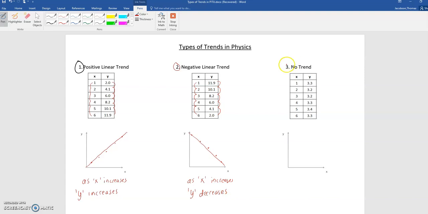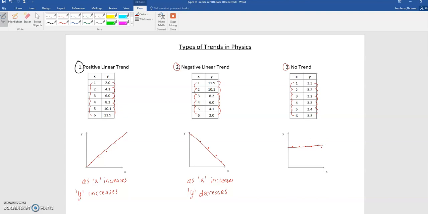Our final trend, number 3, is going to be a no trend. And in this case, you can see as x increases by 1, our variable y pretty much stays the same. It kind of jumps up and down a little bit. Again, if you were to graph this in some sort of graphing software, the points would slightly go up and down and there'd be a little zigzag to it. But for us, that's going to mean a no trend. It means actually the line's going to go straight across.